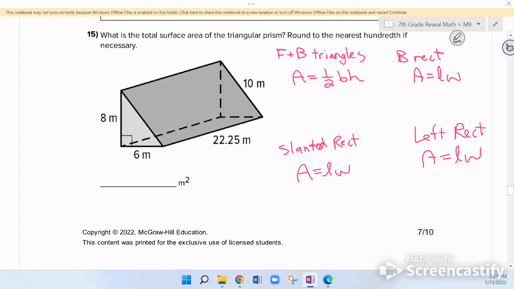Now, we simply have to go back and focus on the shape. So this is the first triangle, this guy right here. So I'm going to replace that with 1/2 times 6 times 8. And that comes to 24. Now I'm going to go to the bottom rectangle next. That's this. It's nice to be able to trace them and erase. That's going to be 6 times 22.25.